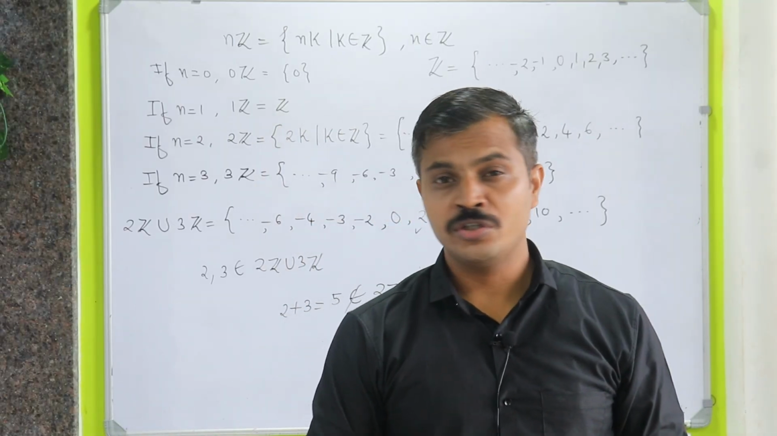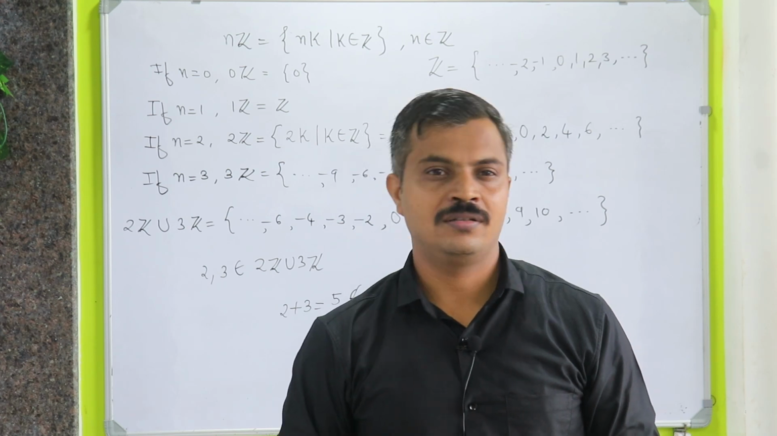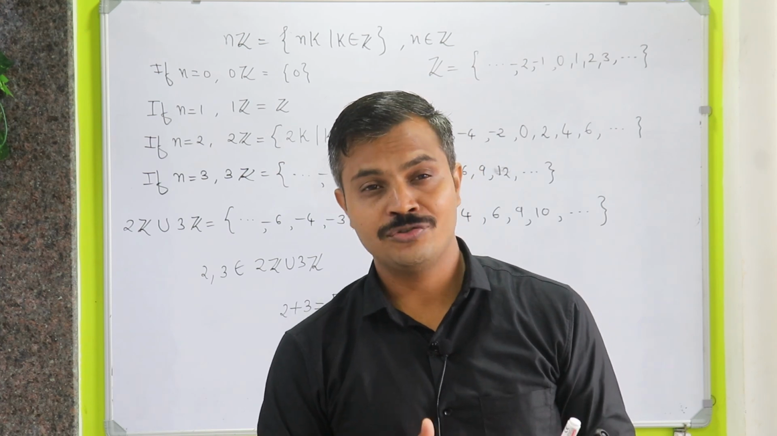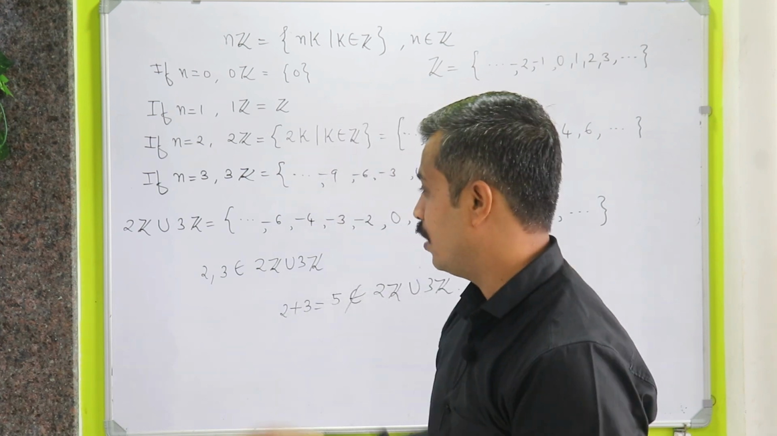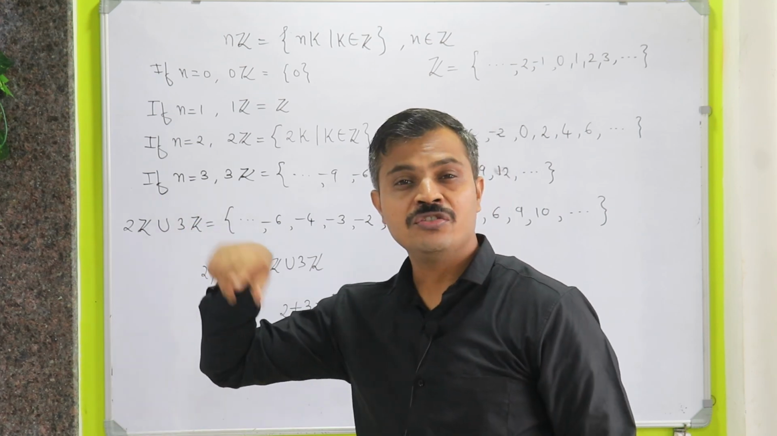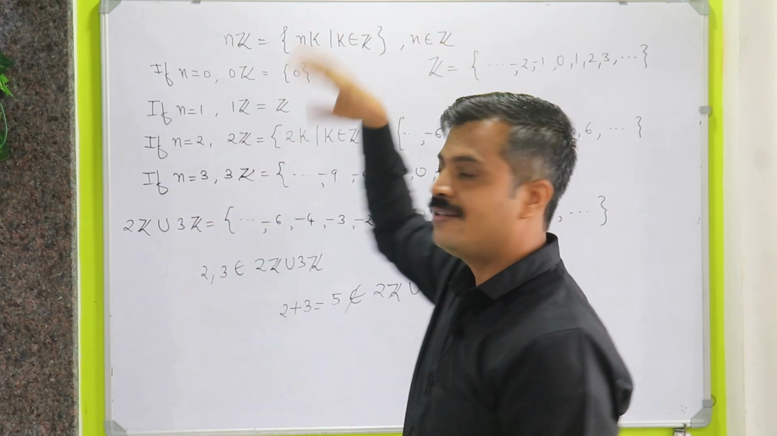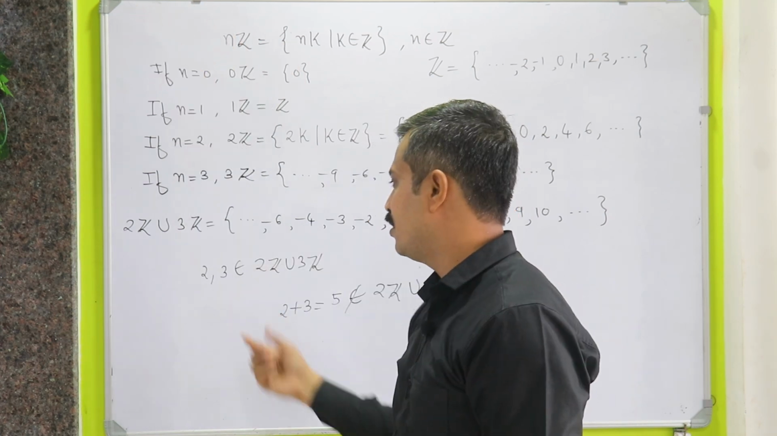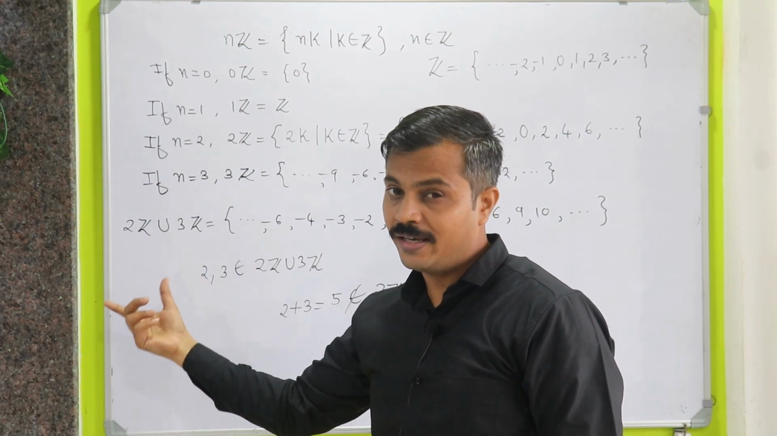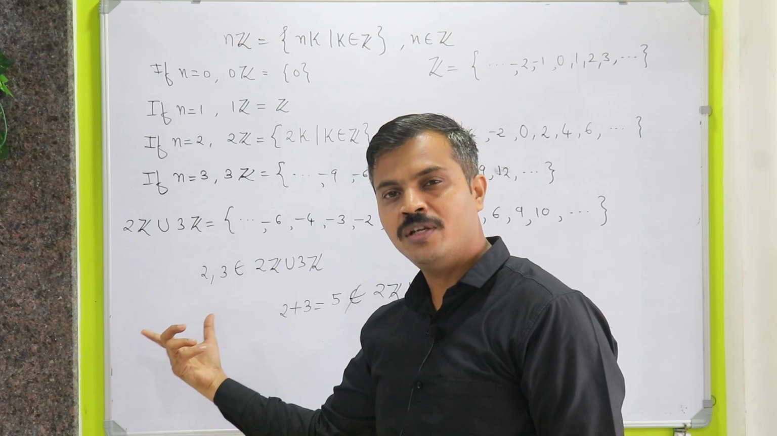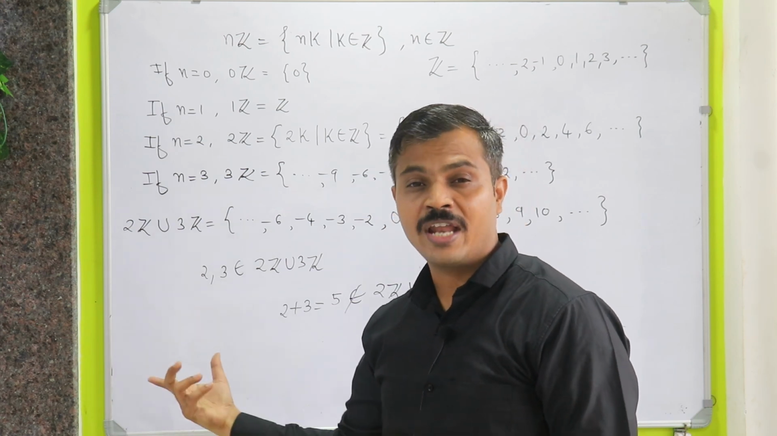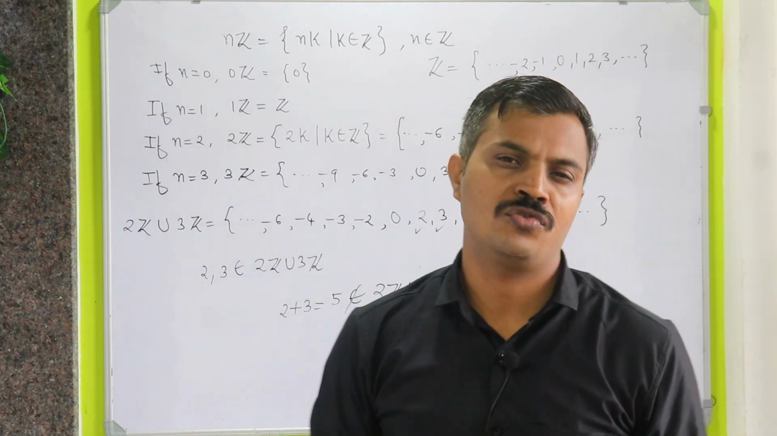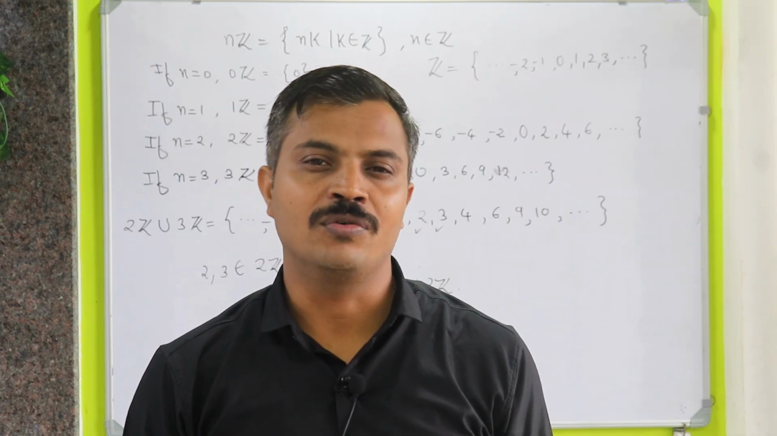So remember, in order to be a group, the set should be closed under the binary operation. Now, what is the binary operation here? We are discussing subgroups of Z, right? So in Z, plus is the binary operation. So with respect to plus, this set should be closed, meaning if you take any two elements, the sum should also lie there, but this doesn't happen, and therefore 2Z union 3Z is not actually a subgroup of Z.